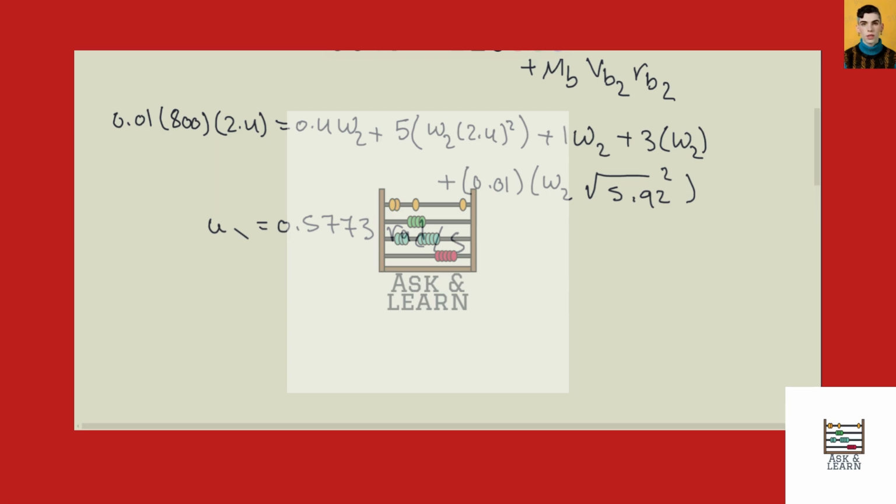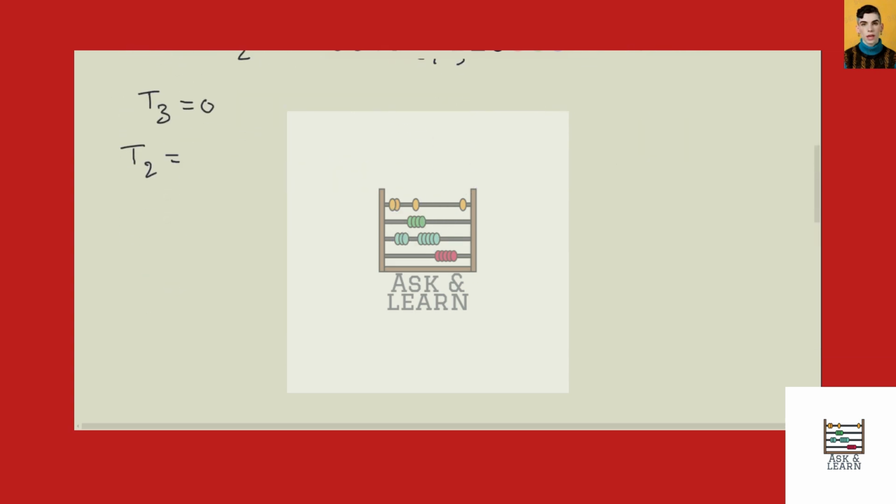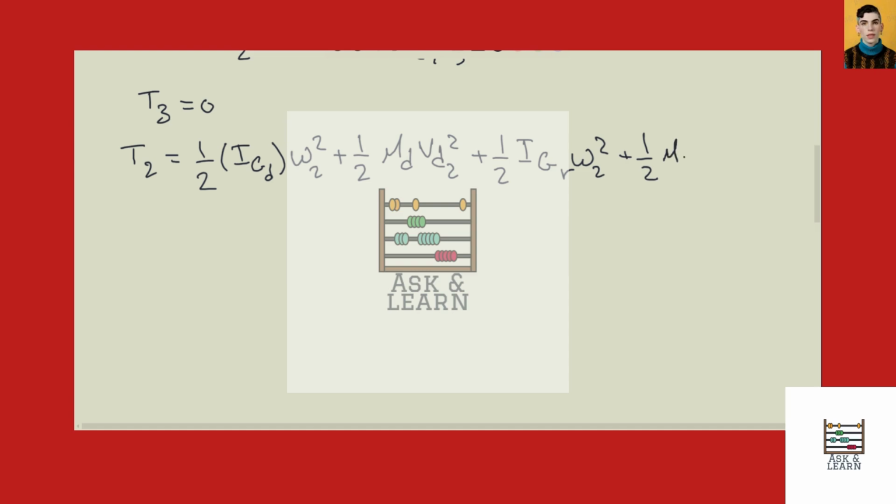Since the system is required to stop finally, T3 should be equal to 0, and T2 equals half multiplied by IgD omega 2 squared plus half MD VD2 squared plus half IgR omega 2 squared plus half MR times VR2 squared plus half MB multiplied by VB2 squared.